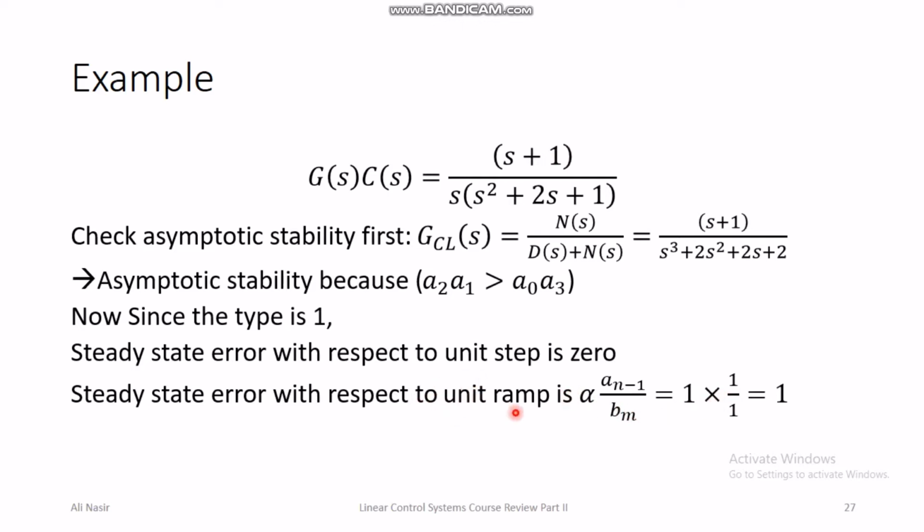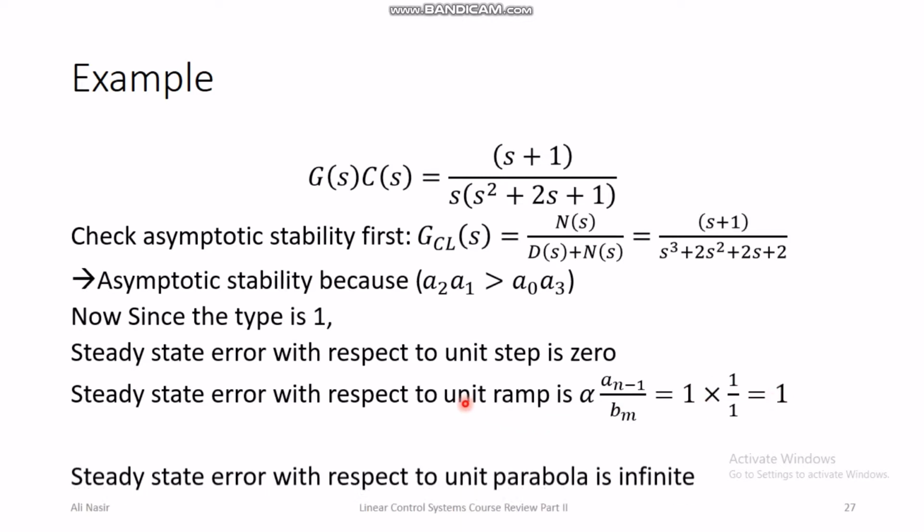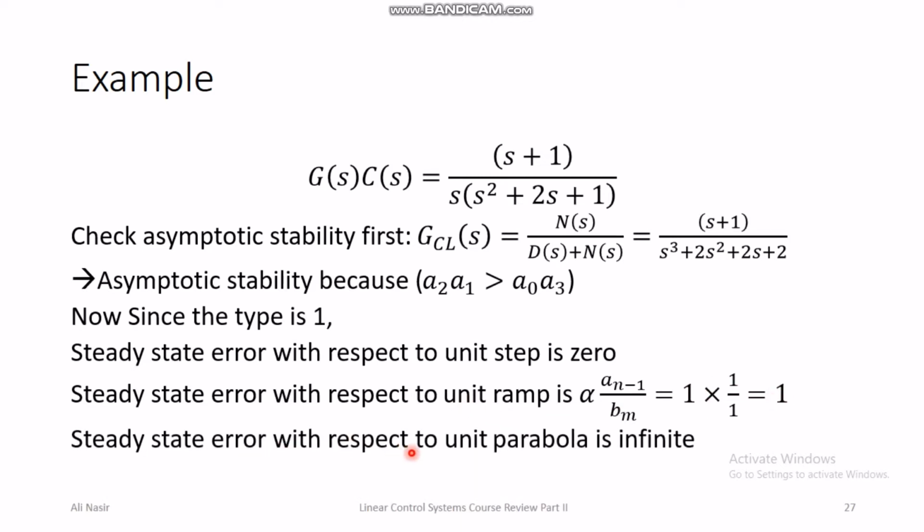So the steady state error will be 1. Similarly, steady state error with respect to unit parabola is infinite, because for parabolic input, type 1 and type 0 systems have infinite steady state errors.